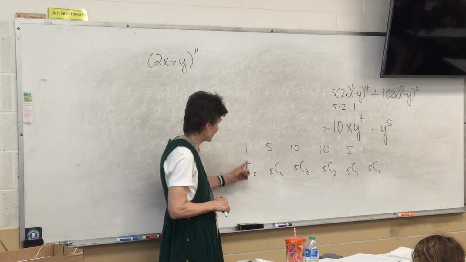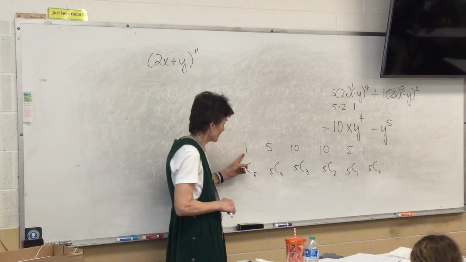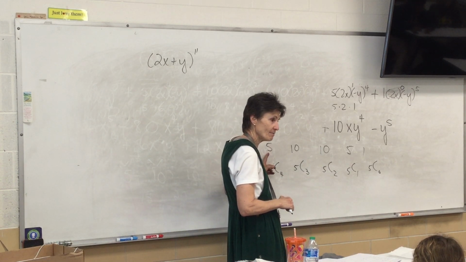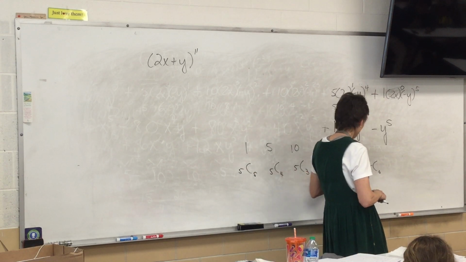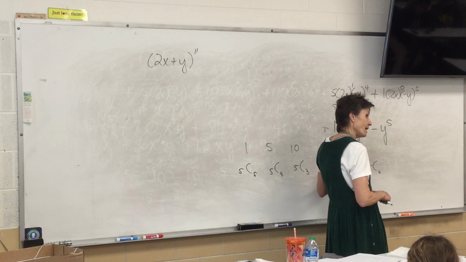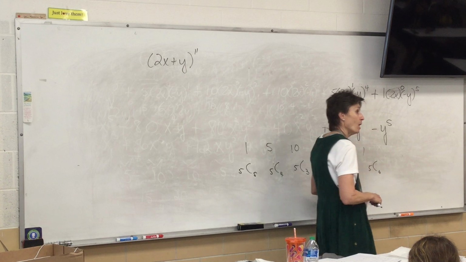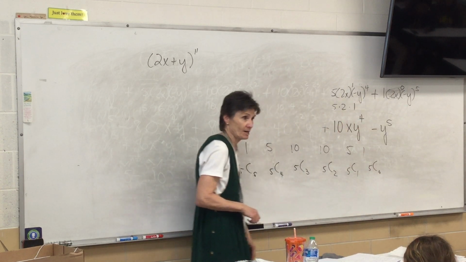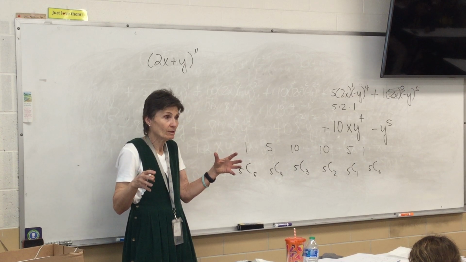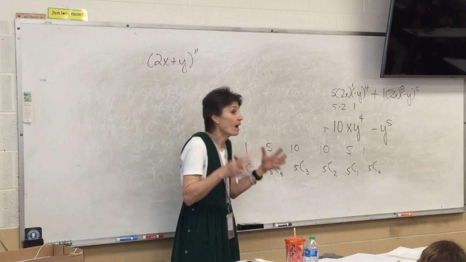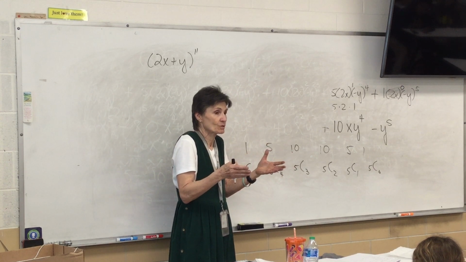Roxy, did you guys get 1? Josh, did you guys get 5? Campbell, 10. Tatiana, 10. Ethan, 5. And Olivia, 1. Yeah. Oh my gosh. The numbers in Pascal's triangle are nothing except the combination numbers, the C numbers.